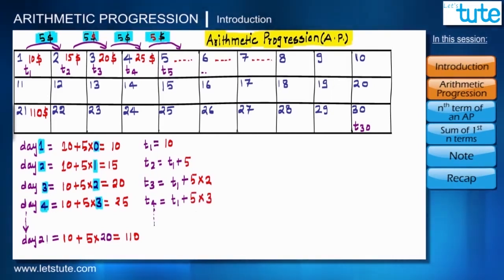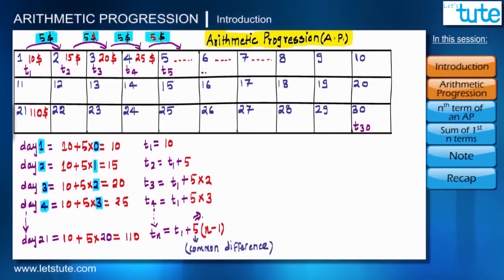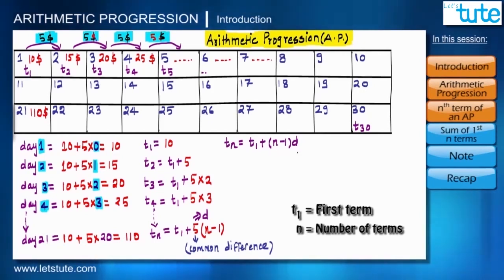So if we are generalizing it for any term, let us denote it by Tn, where T is the term and n is any number. We can write it as T1 plus 5 into n minus 1, where 5 is the common difference. Let us denote the common difference as D. Now we can write the general expression as Tn equals T1 plus (n minus 1) into D, where T1 is the first term, n is the number of terms, and D is the common difference between any two numbers.